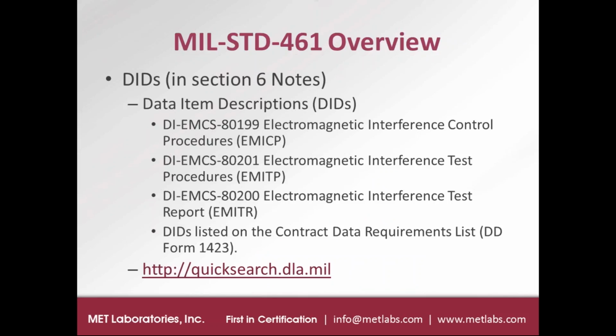So just briefly, I skipped ahead to Section 6 because it's basically the only other section to mention other than when we start going through the tests in Section 5. Section 6 is called Notes, and the most important thing that it includes there is it talks about data item description documents, which they call DIDs for short, and it references 3 or 4 documents there. One of these is one of the documents I mentioned that can be followed when you're preparing the EMI-TP, electromagnetic interference test procedure. So this document, DI-EMCS-80201, is just a short document, a few pages, but it gives you the required content that needs to be included within the electromagnetic test procedure.